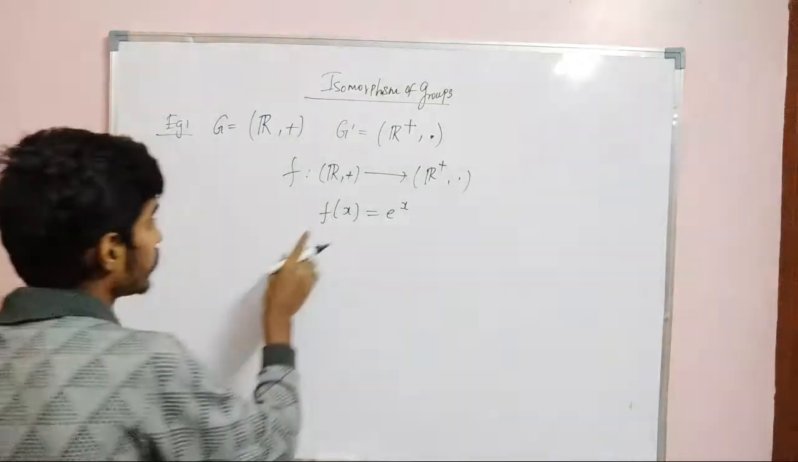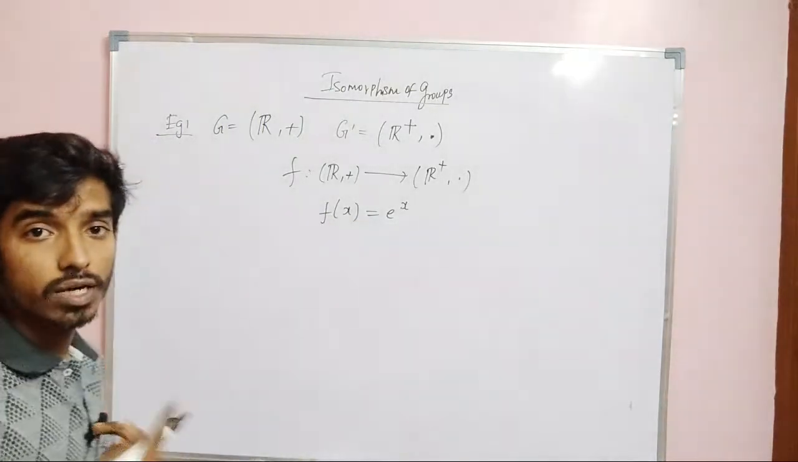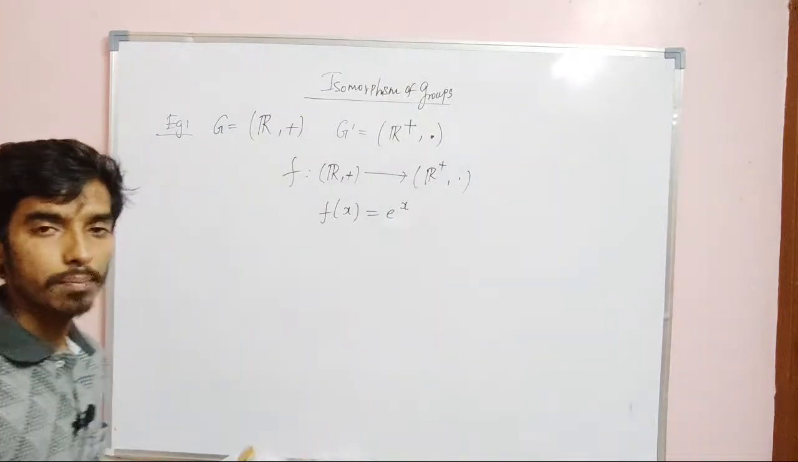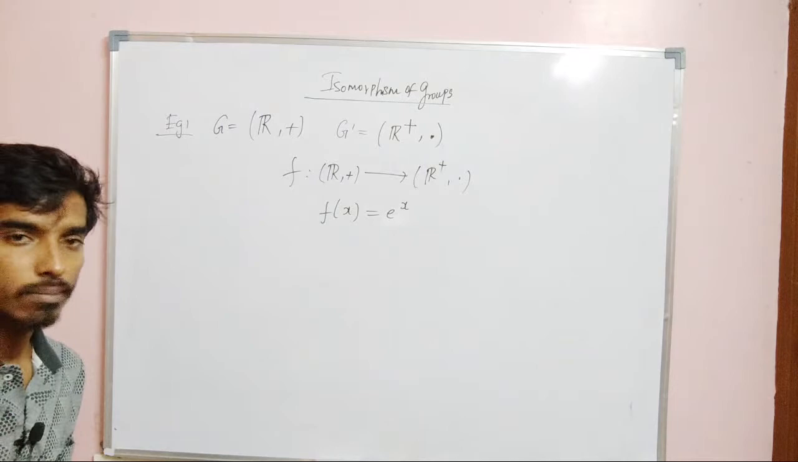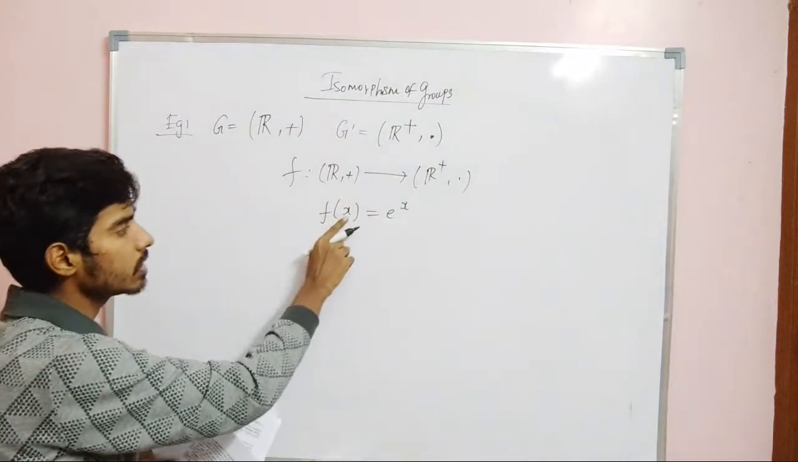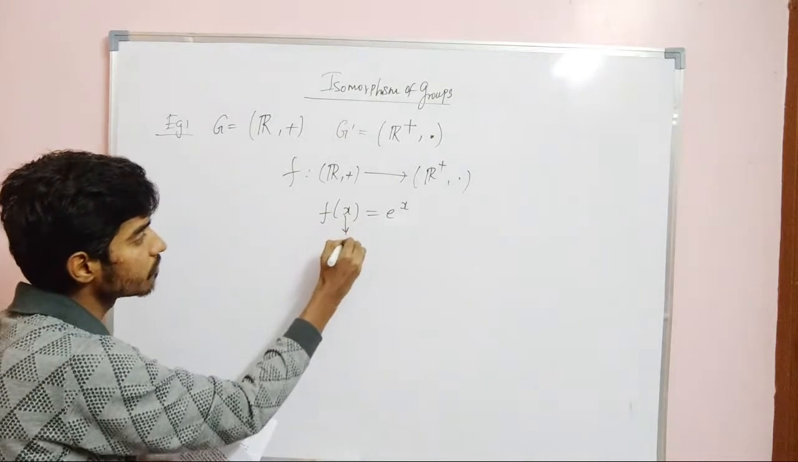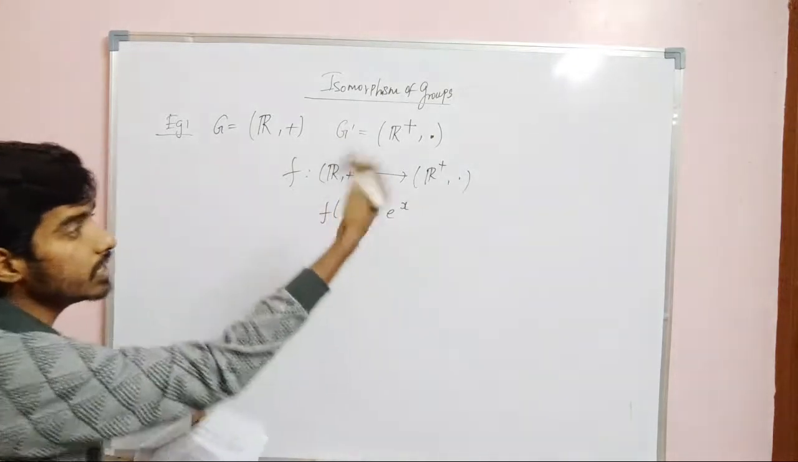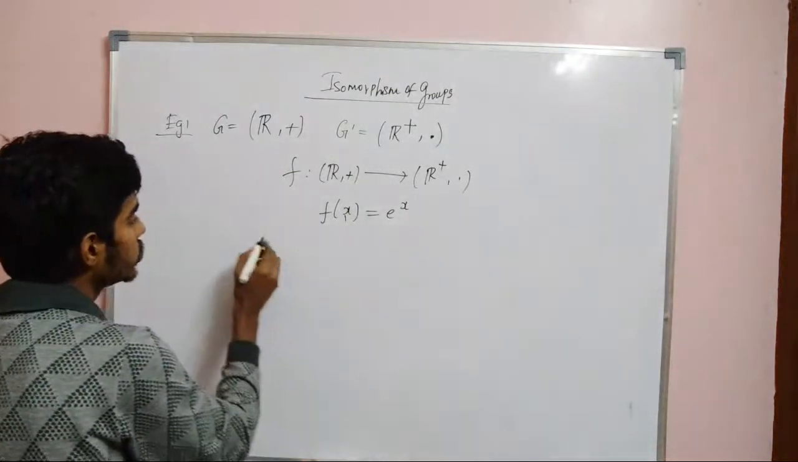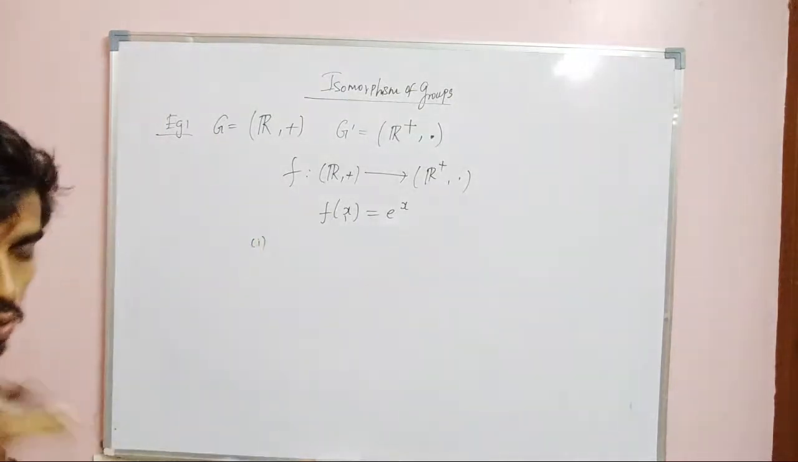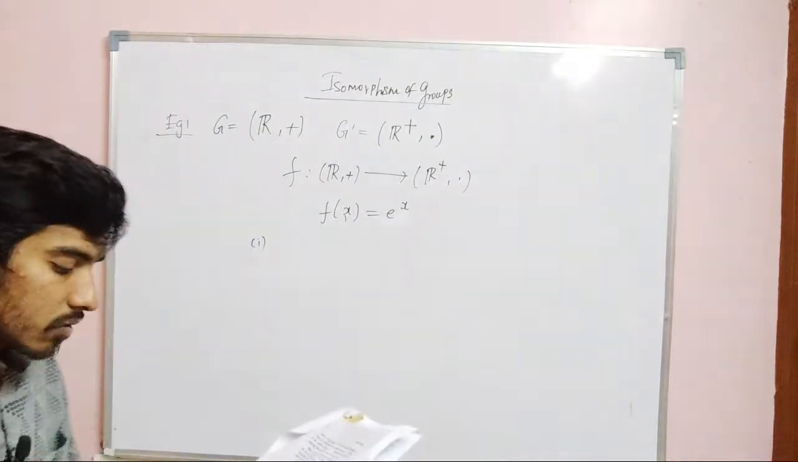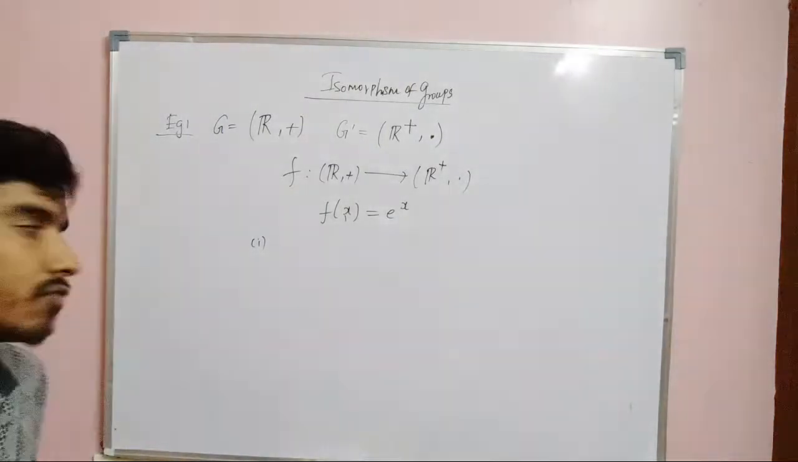You can see e^x is defined for all x, and the range of e^x is positive real numbers only. That's why we are defining the positive real numbers here. If you take any x belonging to G, the output will be in G'. So this is the map I am defining. First I am going to show that f is 1-1, f is onto, and that f preserves composition, that is, f(ab) = f(a) f(b).